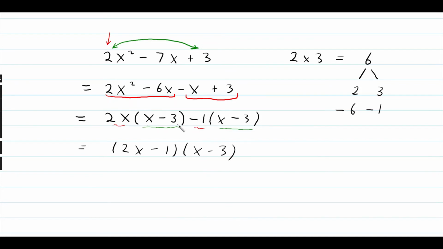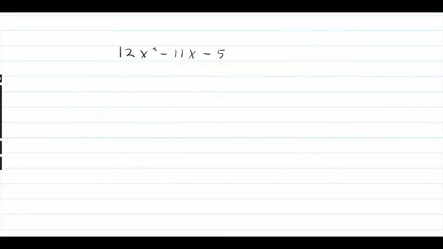So what we did was we took this bracket, and this only works because this bracket repeats itself twice, and we need to put our minus x minus 3 down here, and then we get our 2x minus 1 and put it over here.